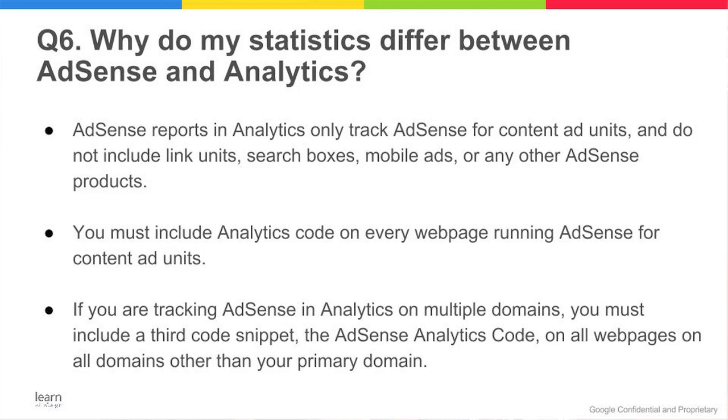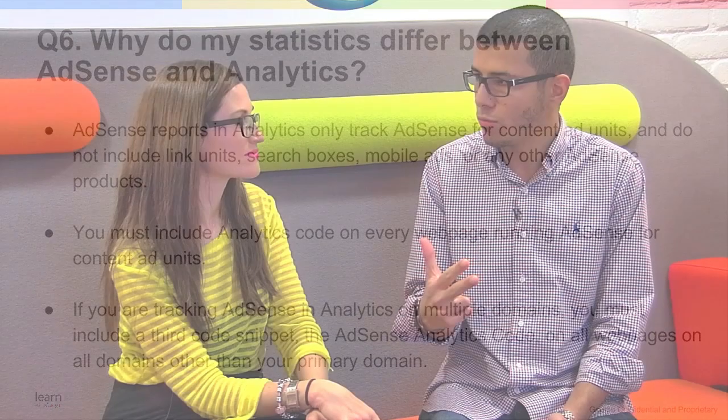The second thing to check is, please be sure that you have Analytics code on every web page that is monetized with AdSense. Maybe you forgot to put Analytics code on some part of your content which is monetized with AdSense. And the last thing is to check if you are tracking AdSense in Analytics on multiple domains, like in the previous example that I shared, domain A, domain B, and domain C. You must include a third code snippet, which is the AdSense Analytics code. If you don't put this code snippet when you monetize different domains, you won't get any data from these non-primary domains, which will of course make your statistics wrong.